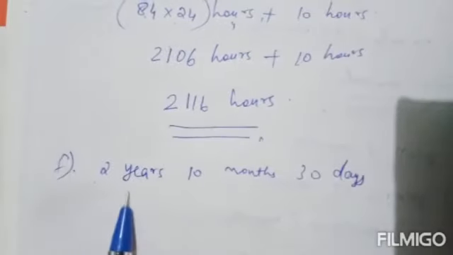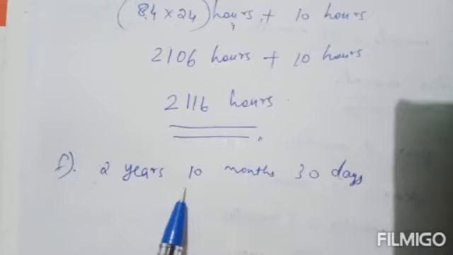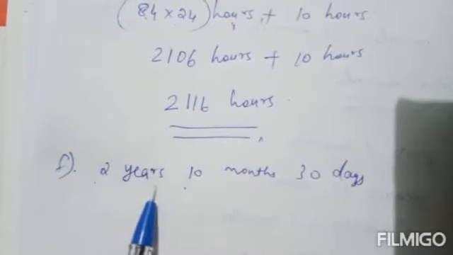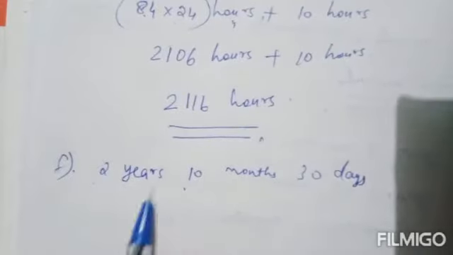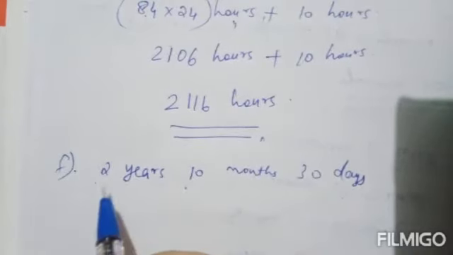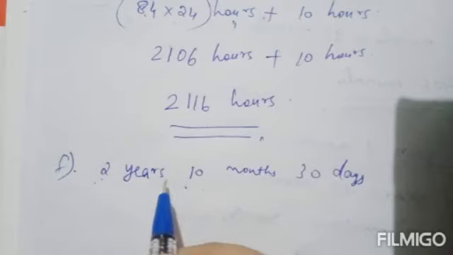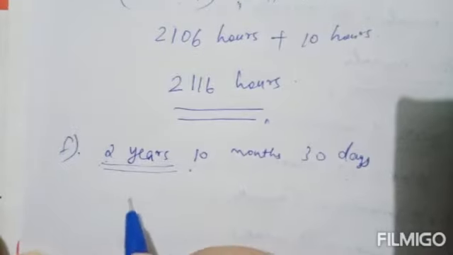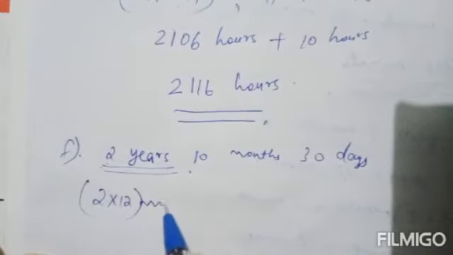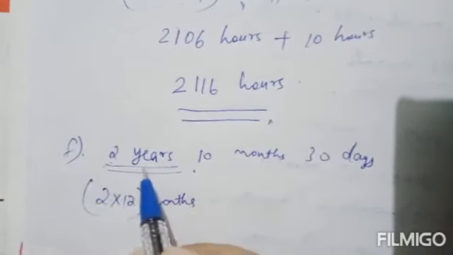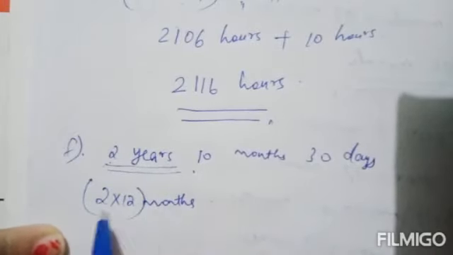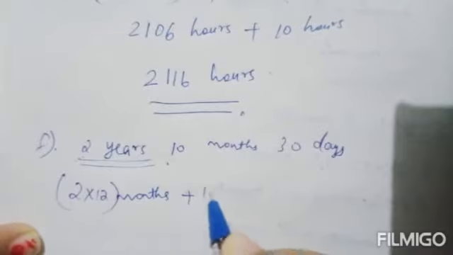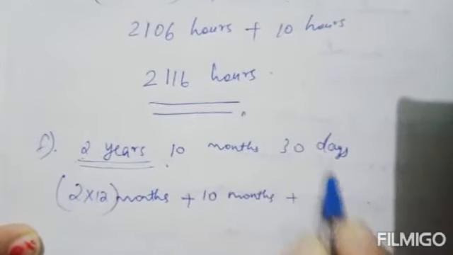Next, F: 2 years, 10 months, 30 days into days. So 2 years, 10 months and 30 days, you have to convert this into days. Let us convert first this 2 years to months. 1 year is 12 months. So 2 years will be 2 into 12 months, plus this 10 months plus this 30 days.